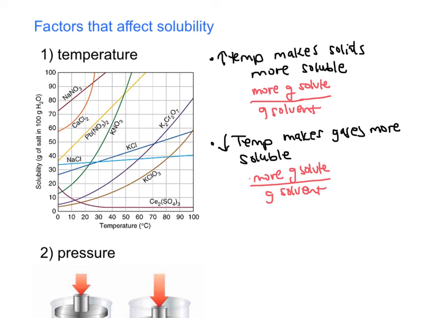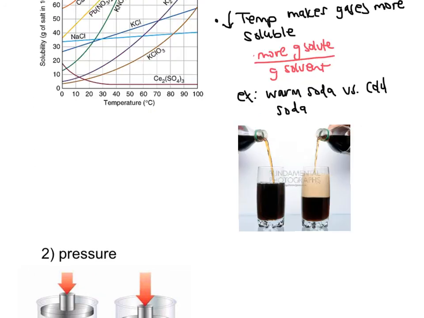Now, gases are different. When you increase the temperature, you get less gas dissolving. So a decrease in temperature tends to make gases more soluble. So some fish would prefer to live in cold water than warm lakes, because there's more oxygen dissolved in a cold lake than there is in a warm lake. And of course, another example is warm soda versus cold soda. Cold soda tends to not fizz as much as warm soda because it actually holds that carbon dioxide better than the warm soda. Warm soda, gases don't like to dissolve into warm soda, so they tend to fizz out.